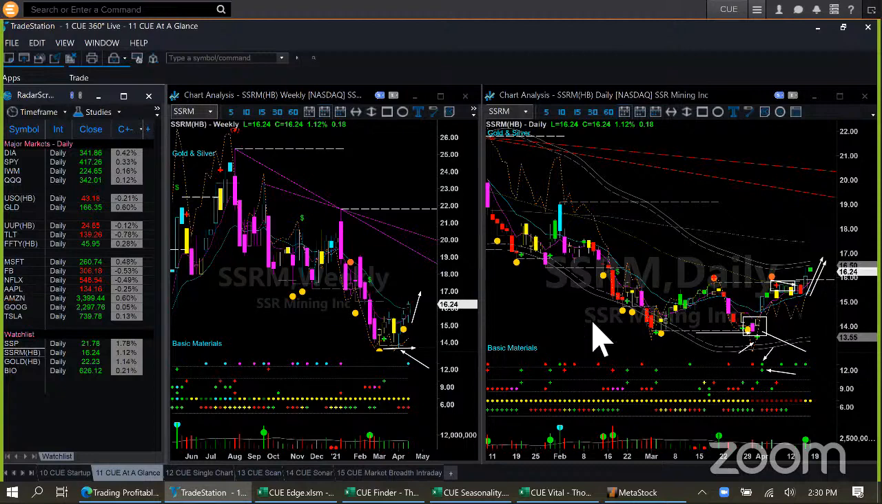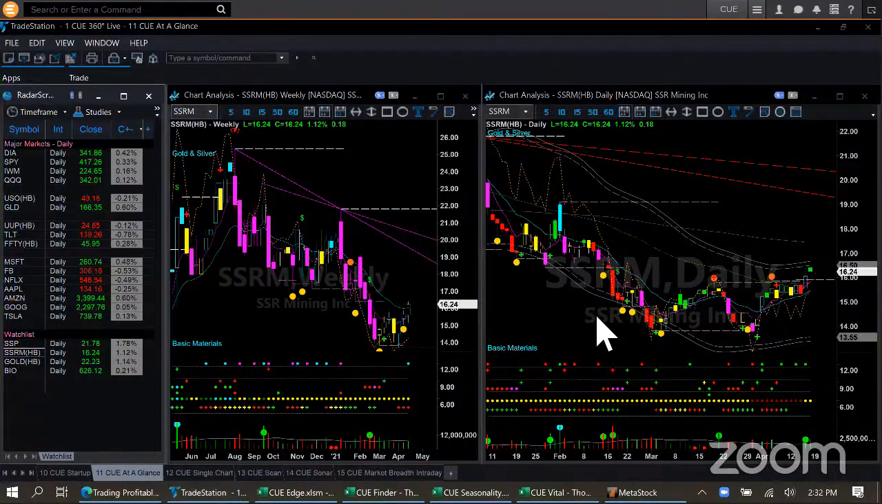The more you study the ideas that I share, the more you practice with Q systems, you will get more and more comfortable with taking all kinds of Q setups, not only breakouts, not only trend following, but catching a double bottom using the box setup like in this case, or using other setups like bounce and headwind as well. That was SSRM, the gold miner that I shared earlier that made a nice profit. Bio, I shared earlier, also made a nice profit.